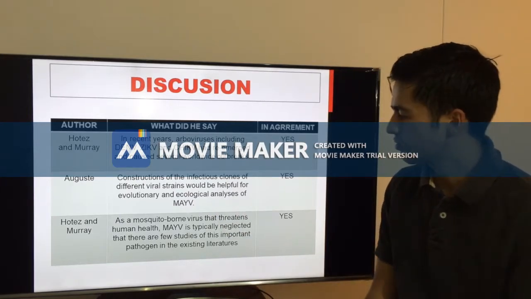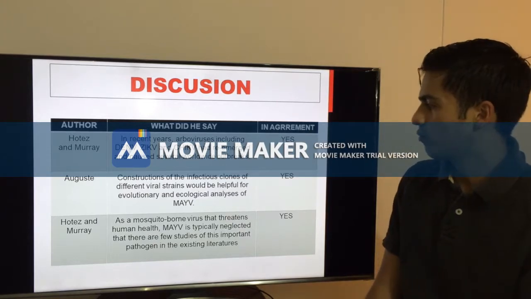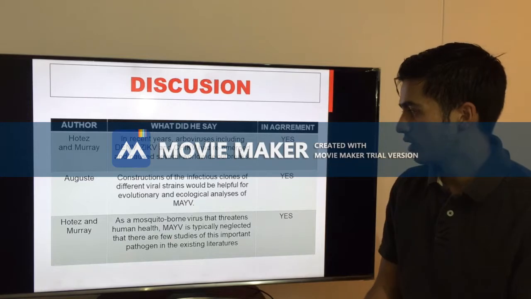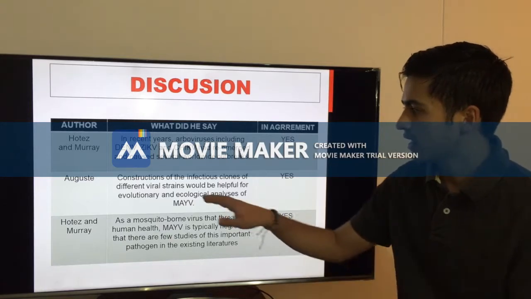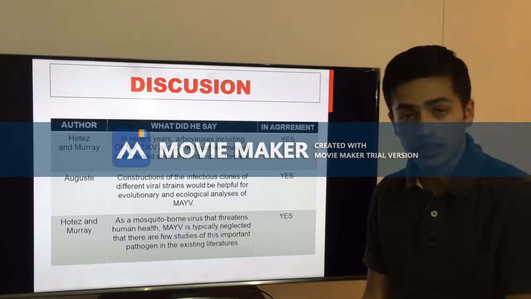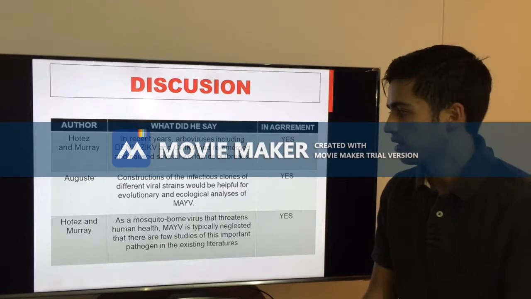Augusto said that the construction of infectious clones of different viral strains will be helpful for evolutionary and ecological analysis of Mayaro virus. He is right, and I agree with him because this construction of infectious clones helps to detect antibodies and to create vaccines and prevent those sicknesses.